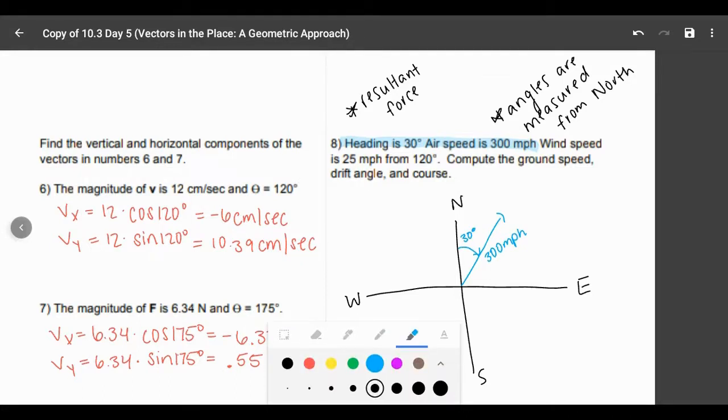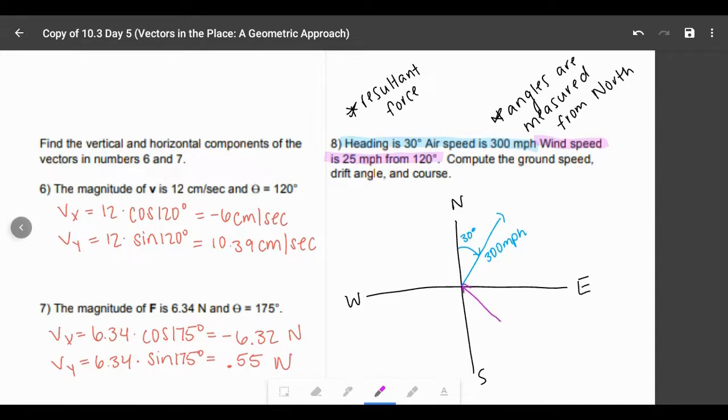Okay, similarly, we are going to have wind speed that is 25 miles per hour from 120 degrees north. So 120 degrees should be somewhere here in my fourth quadrant. And what's special about wind speed is that we're always going to be traveling north, and so this vector is actually going to be pointing north instead of away from the origin.